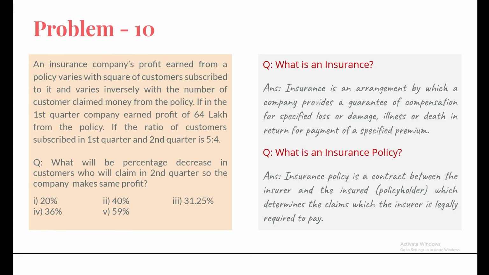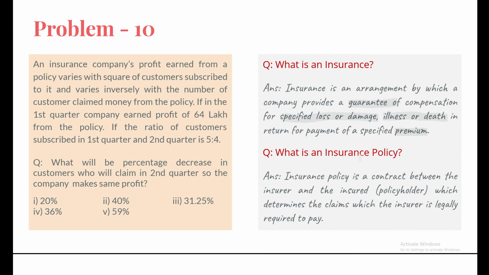So what is an insurance? Insurance is an arrangement by which a company provides a guarantee of compensation for specified loss or damage, illness or death in return for payment of a specified premium. So insurance is an arrangement by which a company provides a guarantee of compensation. Means if you face any loss or damage, the insurance company will provide you the compensation.